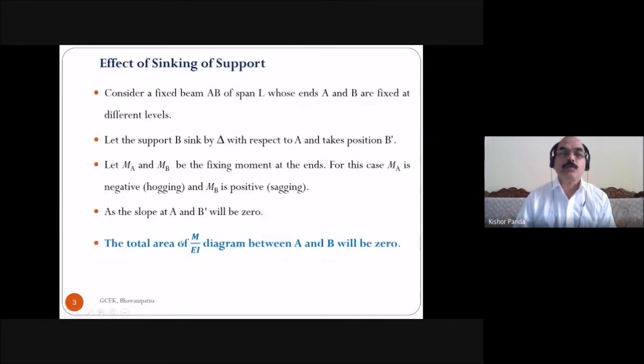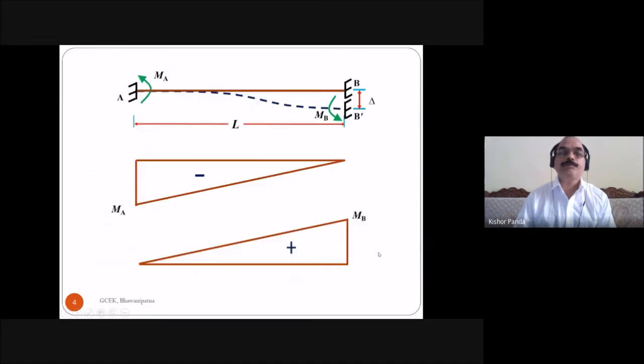So the total area of the M by I diagram between A and B is equal to 0. You take the area of this M by I diagram and the area of this M by I diagram, and the total area is equal to 0. What is the area of this diagram? Half into MA into L, because the length of the beam is L and this ordinate is MA. And what is the area of this one? Half into MB into L.